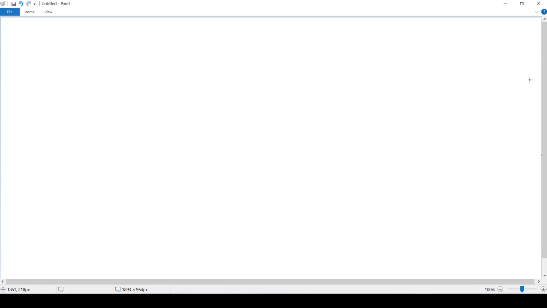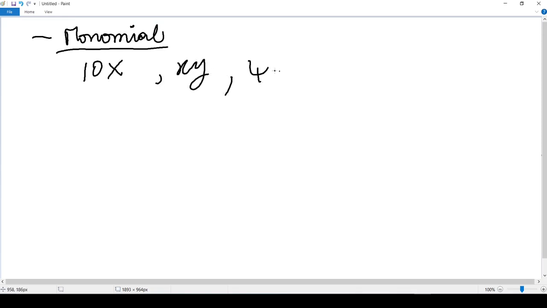Okay. So we have different types of algebraic expressions, and some are monomials. In this case, they are, for example, 10x, xy, 4ab. And what we realize here is there is only one term. There is no addition in between them. There is no subtraction in between them.